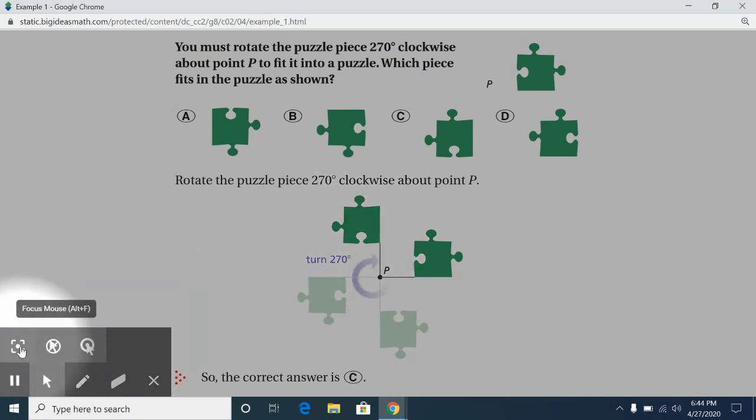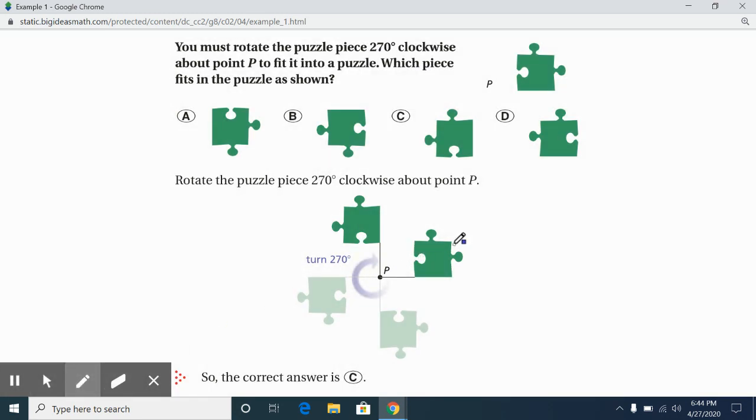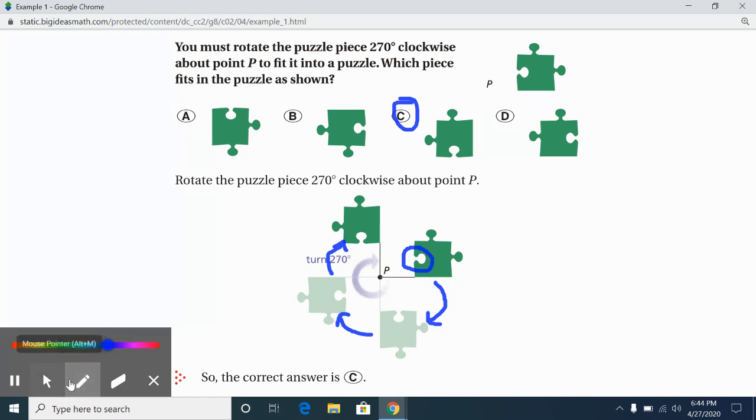A way we can look at this is maybe we can focus on one part of the puzzle piece. So like this empty side here, if I rotate down to here clockwise, where's that going to be pointing? It's going to be pointing up, right? And if I keep going, now it's going to be pointing right. If I keep going, now it's going to be pointing down. Now the only puzzle piece that has that happening is C. So that's one way I look at it, is just focus on one part of the puzzle piece to see how our rotation would work.